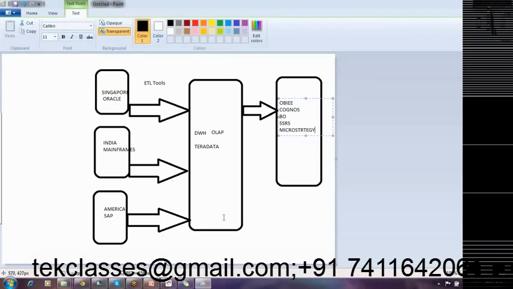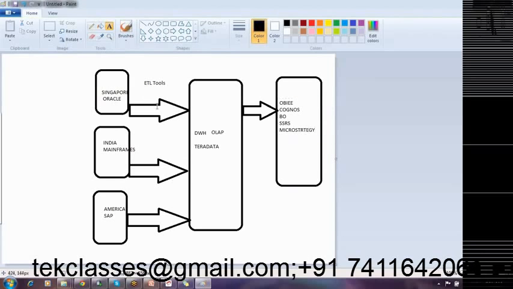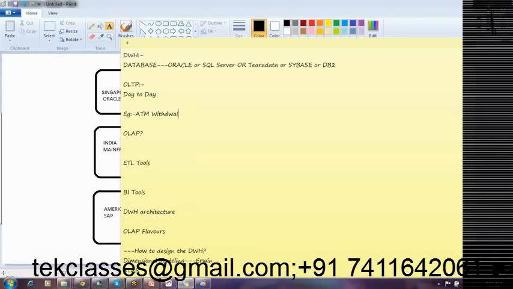Now you can ask the question: why are we integrating the entire data from the OLTP applications? Why can't we do the same analysis with reporting tools directly on the different OLTP systems? Why are we going for a separate building of a data warehouse? The reason is that OLTP systems have disadvantages for doing analysis. The first thing is that you don't find historical data in the OLTP system. Historical data is not available in the OLTP system.